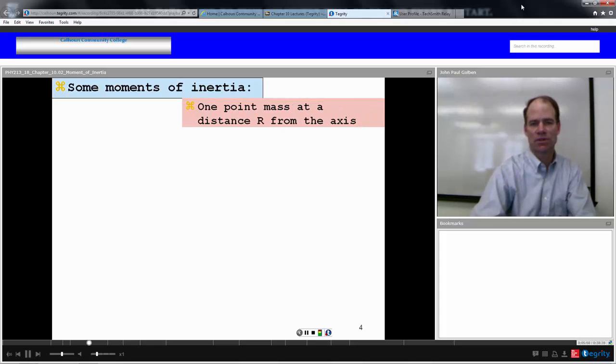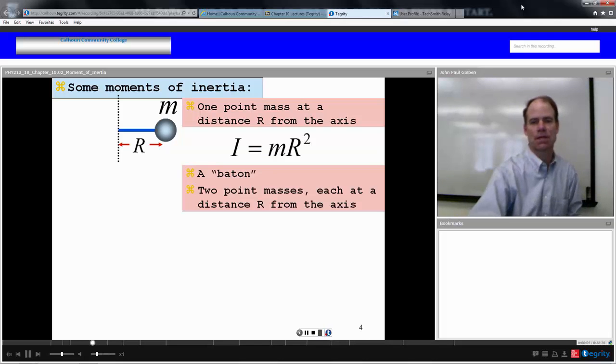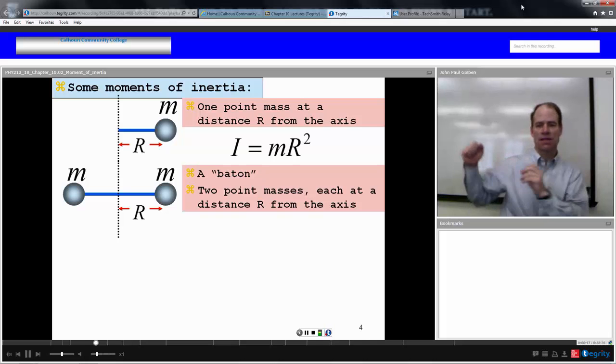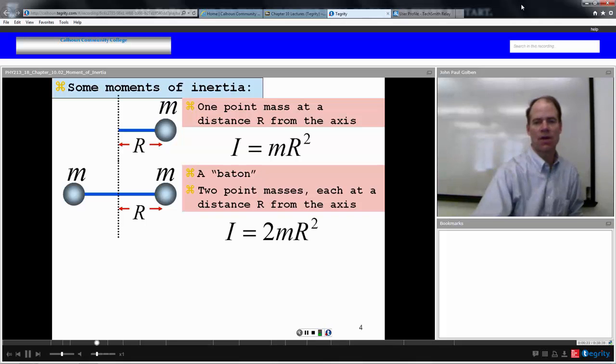Here are some moments of inertia. It's the summation of m r squared. If I just had a point mass out there, then my moment of inertia is simply m times that distance from the axis squared, m r squared. If I had 2 point masses, like a baton, revolving around an axis here, I would have an m r squared for one point mass and m r squared for the other point mass, and I would add them together, and my moment of inertia would be 2 m r squared.